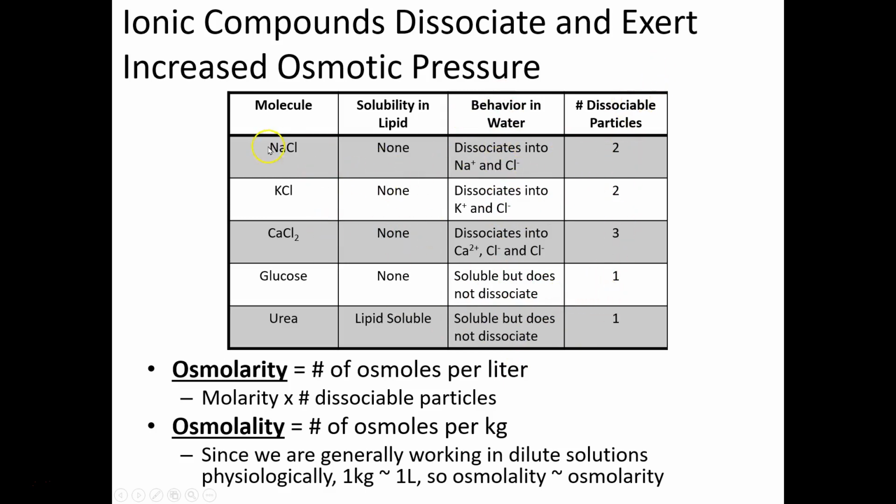If you don't understand how we get 2 for sodium chloride and 2 for potassium chloride and 3 for calcium chloride and 1 for glucose and 1 for urea, then you should just memorize this table. That's the easiest way to do it, and that's an important component of what we're looking at here. I will not ask you, for the most part, on an exam to do any other solution unless we used it as an example in lab, right?